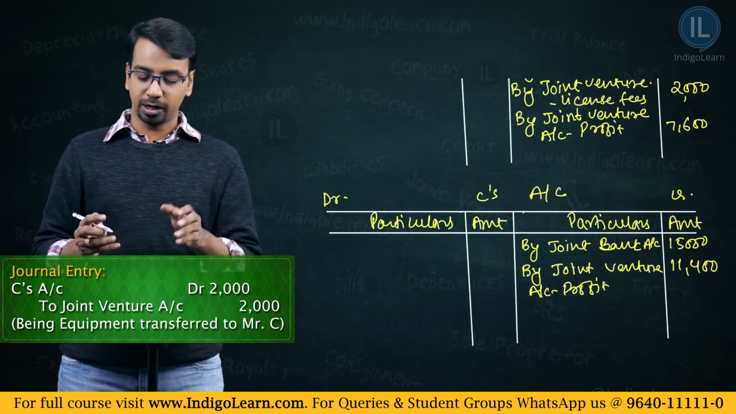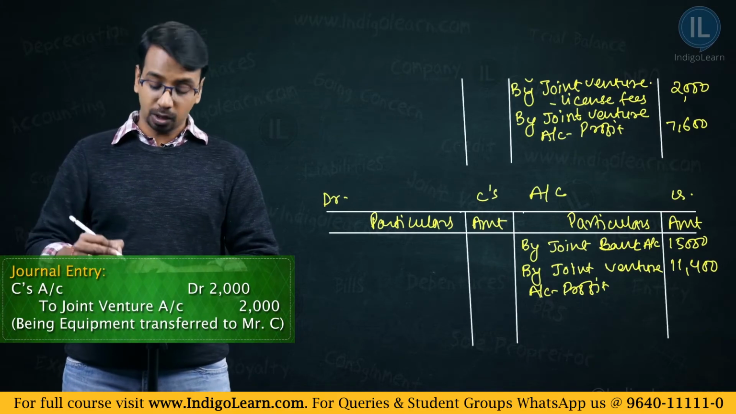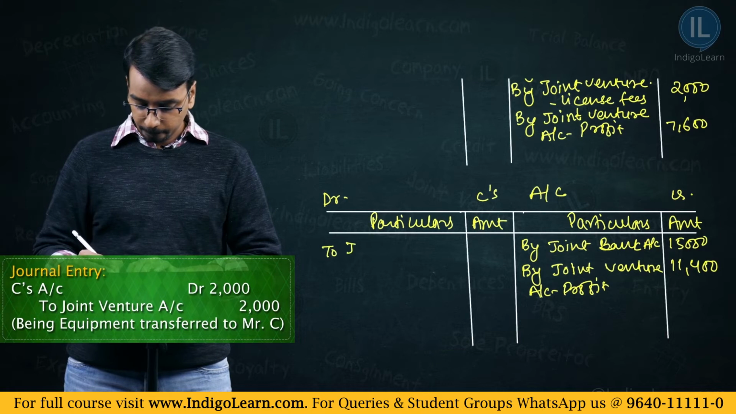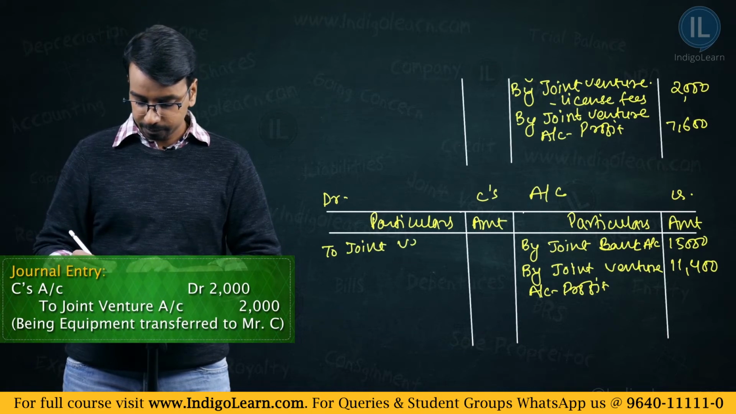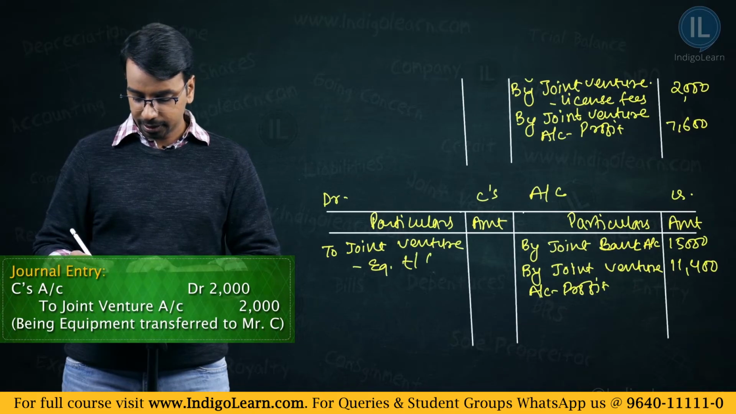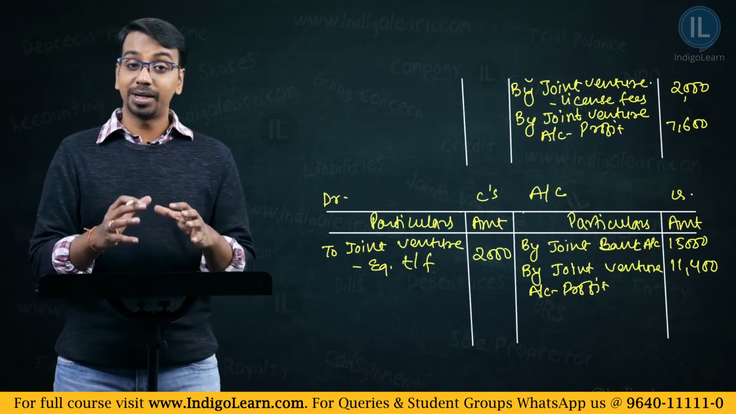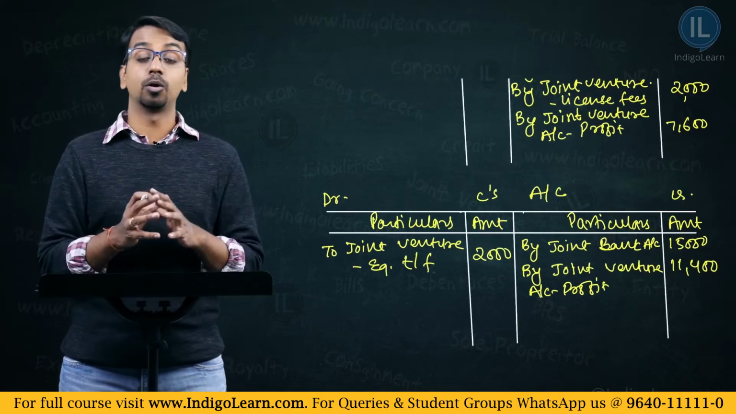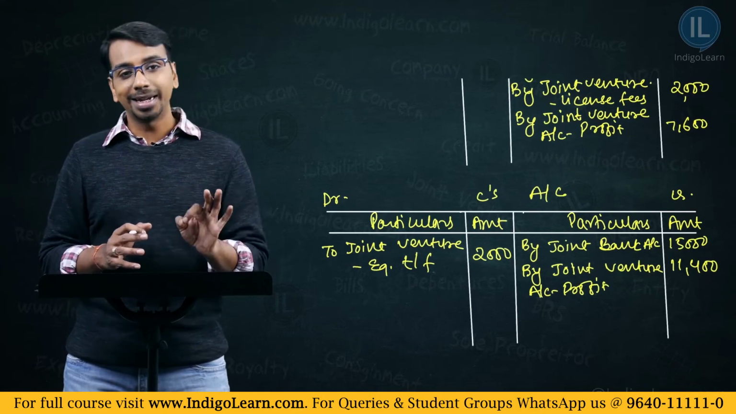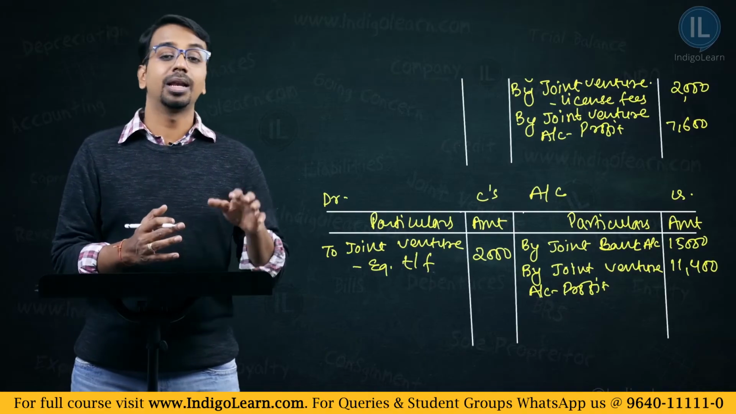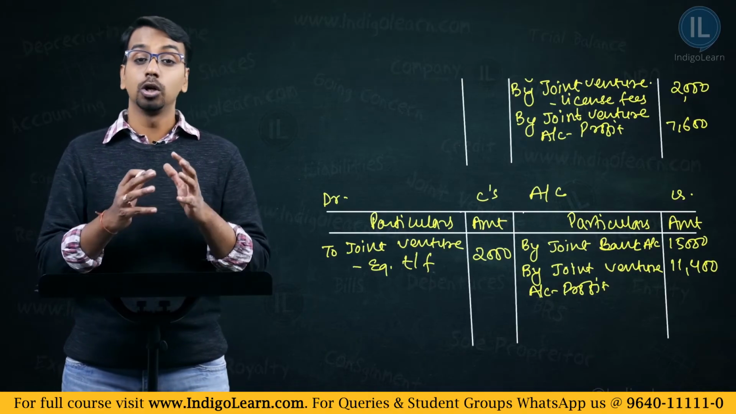Friends, C had also taken the equipment which we had credited to the joint venture account, that will be debited to C's account. So the entry for that will be C's account to joint venture account equipment transferred 2,000 rupees. Now we have debited and credited the joint venturers account with the respective amounts. We will find out what is the amount payable or receivable from each of those co-venturers.